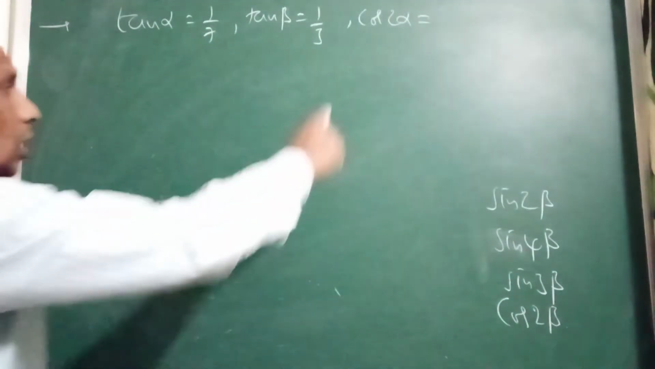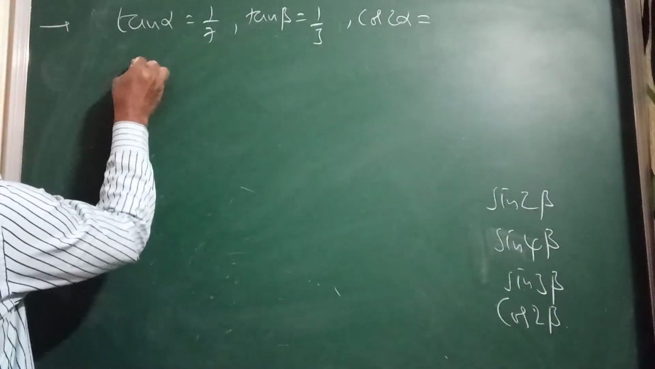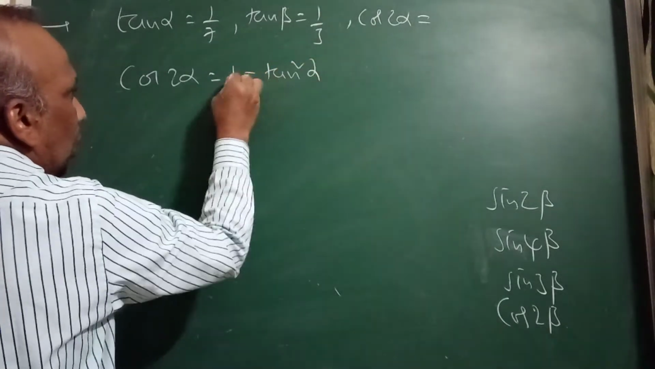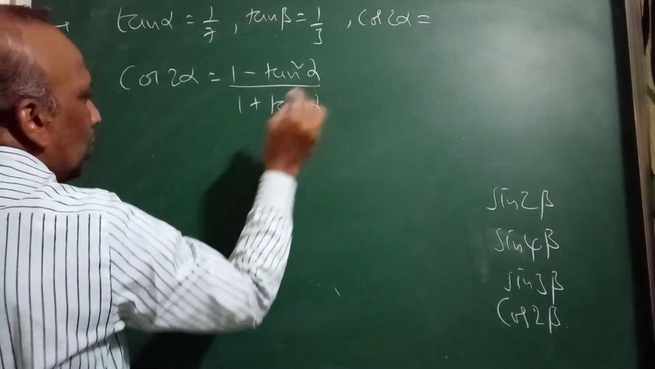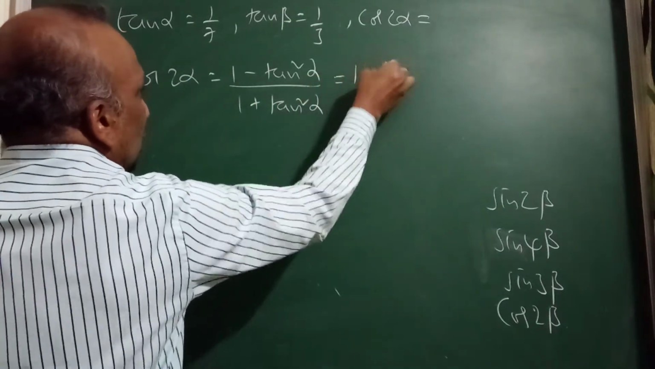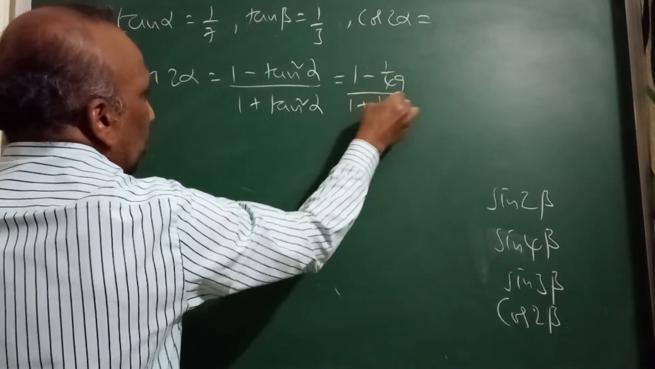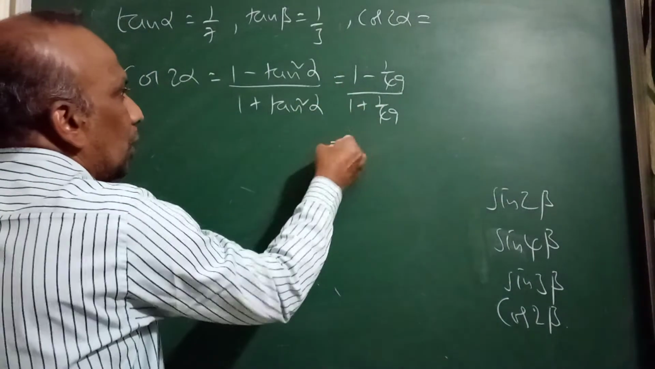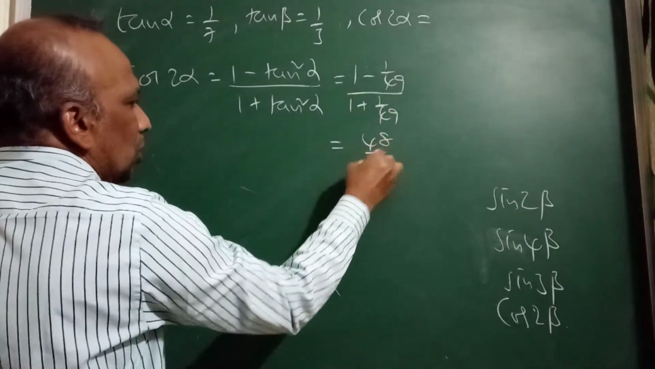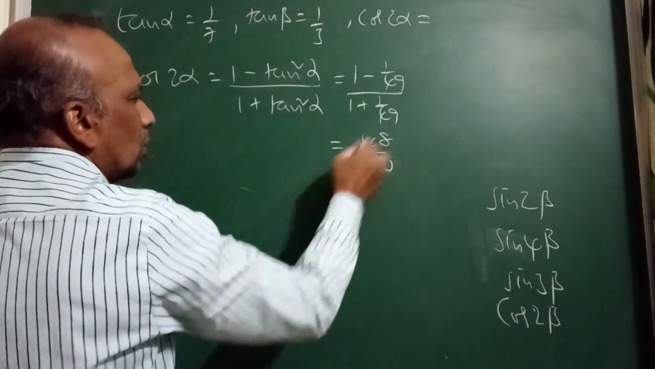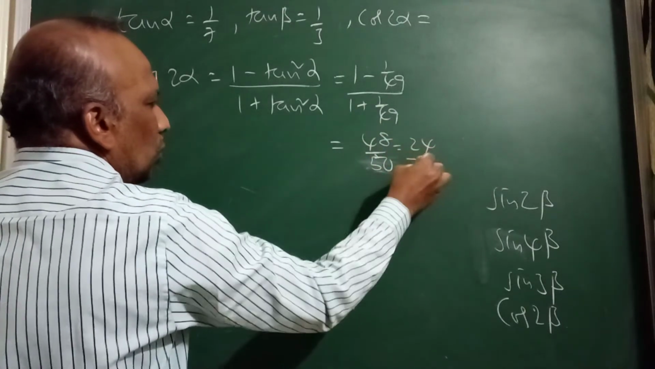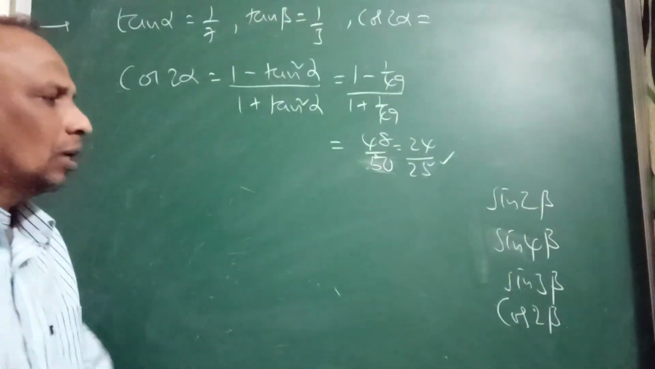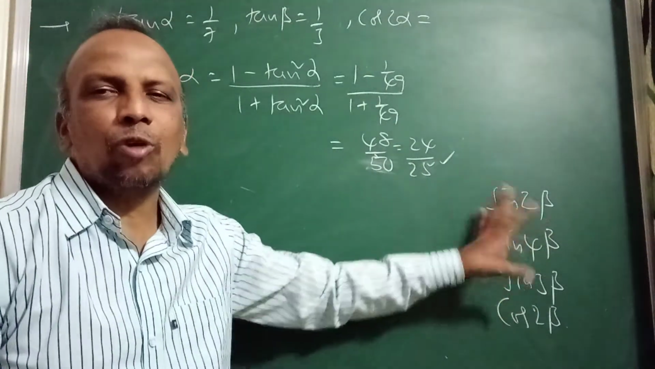Now you observe here, cos 2 alpha, I can find directly. Cos 2 alpha equals 1 minus tan square alpha by 1 plus tan square alpha. If I substitute this value, 1 minus 1 by 49 by 1 plus 1 by 49, I can simplify this. It will be equal to 48 by 50, so you will get 24 by 25. For which option you will get 24 by 25, that will be your answer, right?